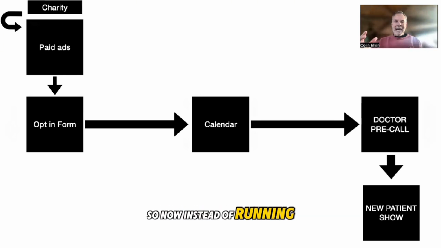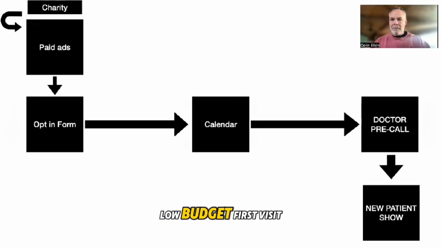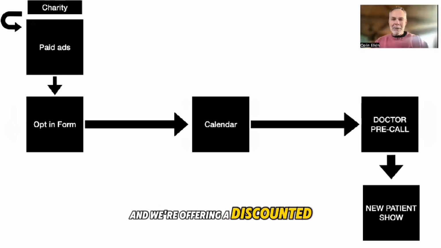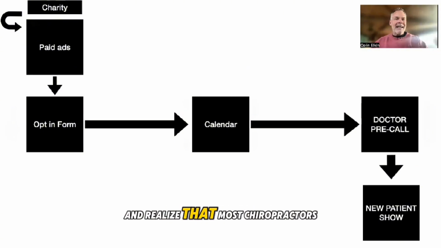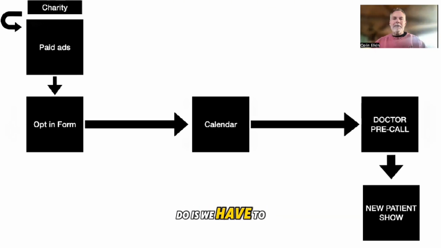So now instead of running ads for some sort of a low budget first visit, we can actually take that whole equation out of the frame, because typically what we're doing is when we're advertising a service and we're offering a discounted service, normally our exam is $150, $200, $250, and we advertise it for $21, $29, $37, $49, whatever that is, it commoditizes that service.